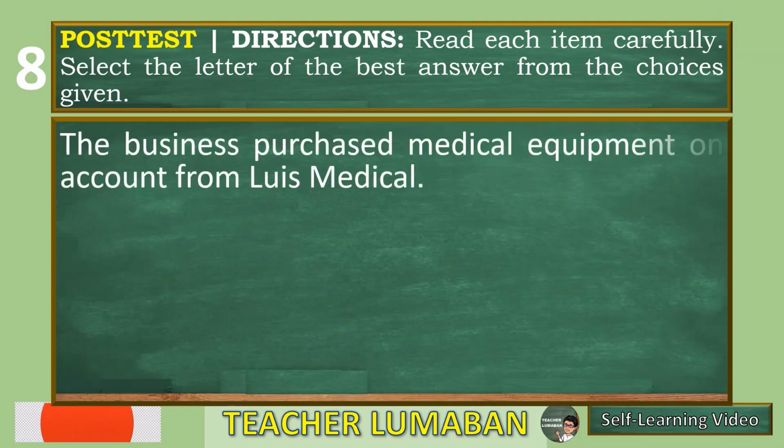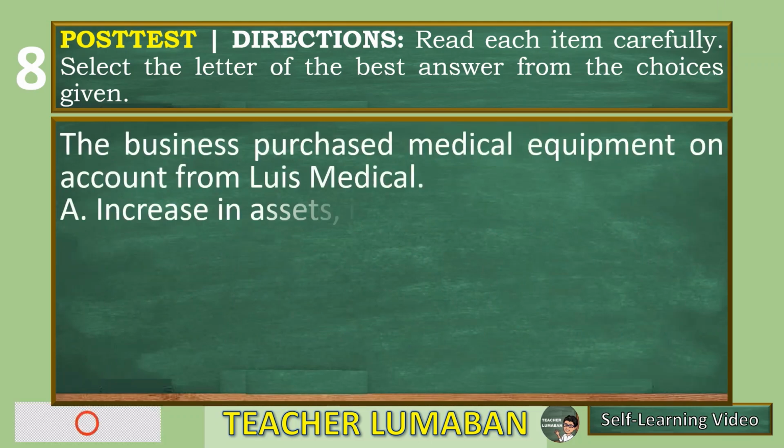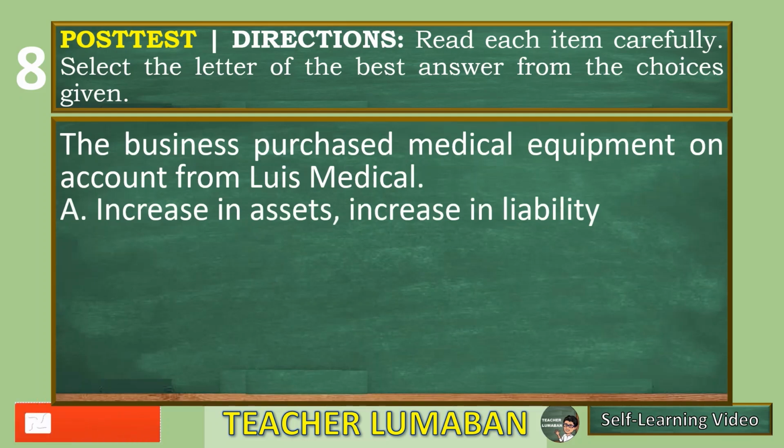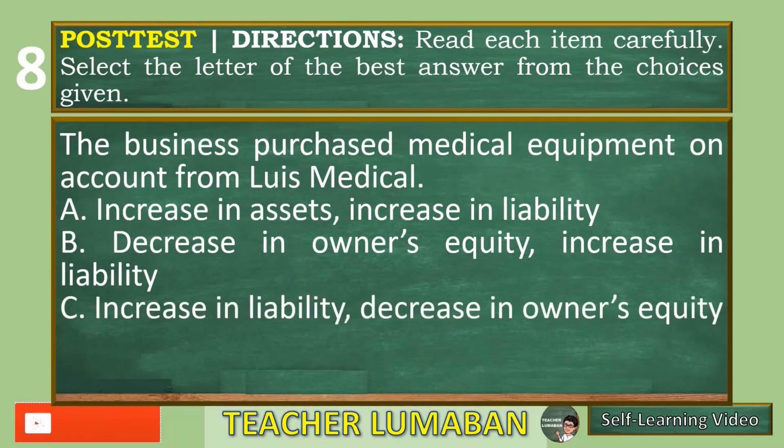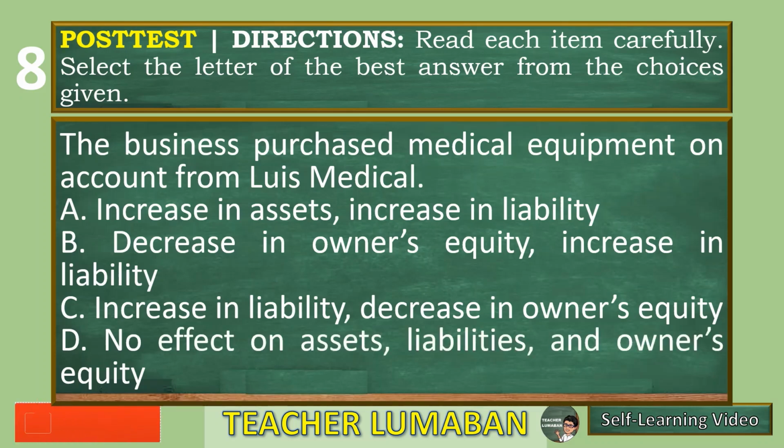The business purchased medical equipment on account from Luis Medical. A. Increase in assets, increase in liability. B. Decrease in owner's equity, increase in liability. C. Increase in liability, decrease in owner's equity. D. No effect on assets, liabilities, and owner's equity.